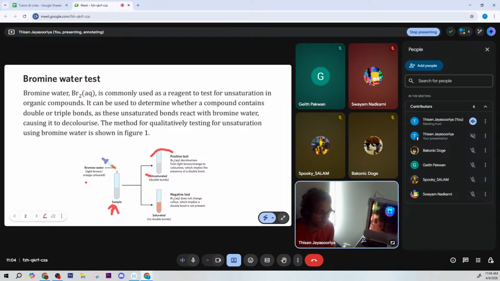Because what's happening is that the, why is it drawing so weird? Just clean all this stuff.